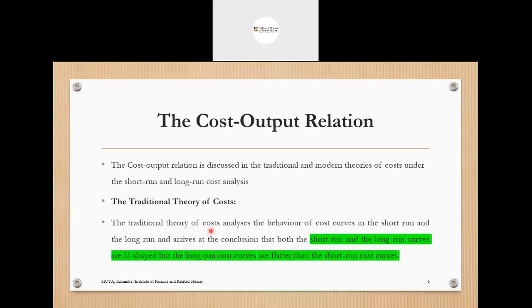In the traditional analysis of costs, the behavior of cost curves in the short run and in the long run is examined, and we arrive at the conclusion that both short-run and long-run curves are U-shaped. Very important: both short-run and long-run curves are U-shaped. However, the long-run curves are flatter than the short-run curves. We shall see that distinction shortly.